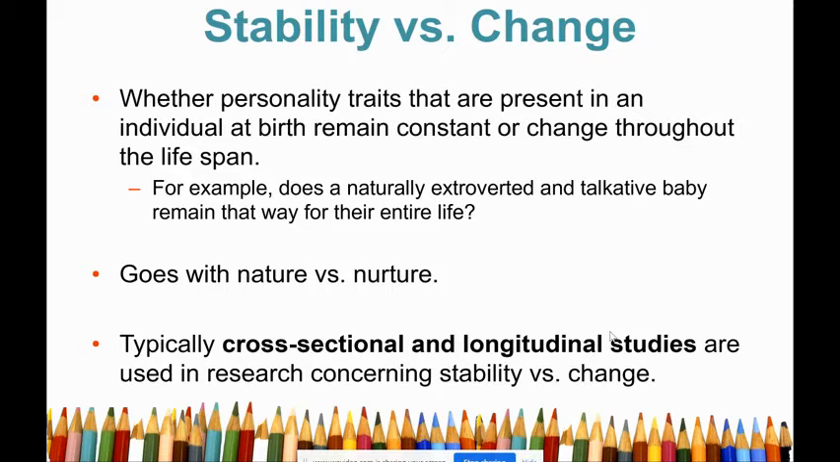All right, stability versus change has to do with personality. And this really falls in line with that nature versus nurture question. Are we born hardwired with our personality, or does our personality develop and grow based on our environment? So do you come out of the womb exactly who you are, or does your home life, school life, friends, family, do those things influence who you're going to be?